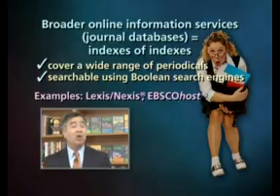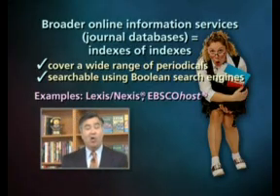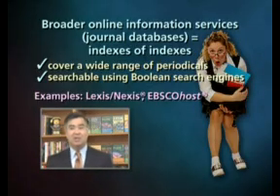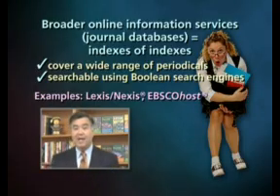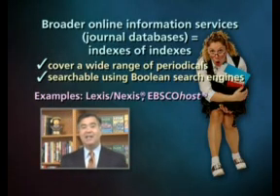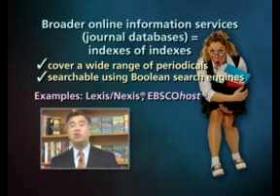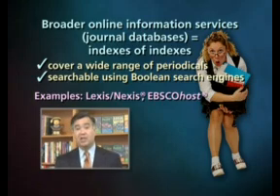LexisNexis and EBSCOhost are two examples of online information services or journal databases. Again, they're available at your library, and your librarian can guide you to the ones that are likely to be most relevant to your research project.